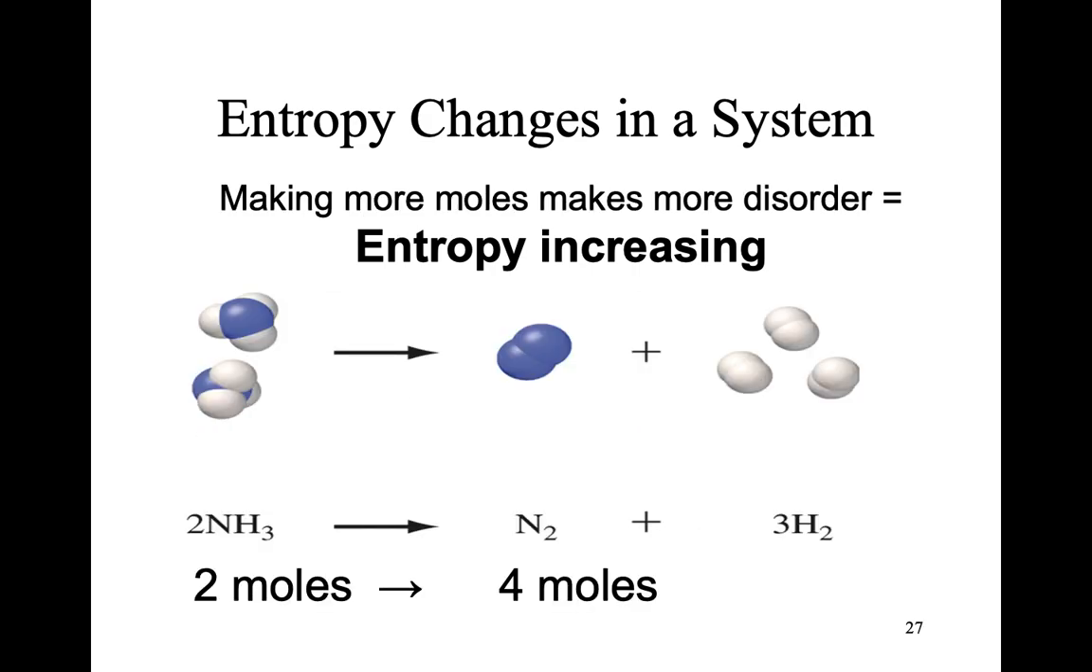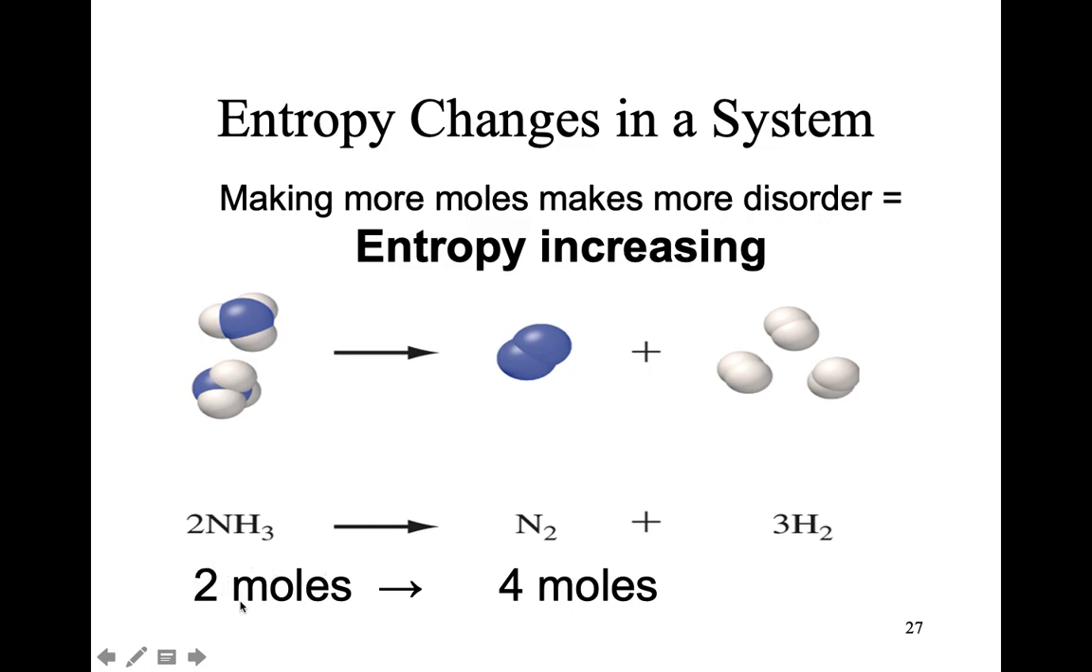Okay, here's another one. Don't worry about this one. If you're confused about the entropy before, this is going to confuse you a little bit more, but don't worry about it too much. Okay, so here's an equation. We got two ammonias. They're breaking up into one nitrogen and three hydrogens. So obviously, if you remember these types of reactions, this is a decomposition reaction. Okay, so ammonia is decomposing. It's going from ammonia to nitrogen and hydrogen.